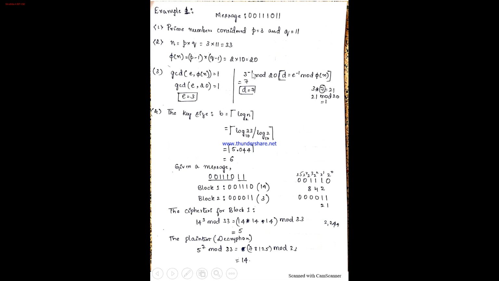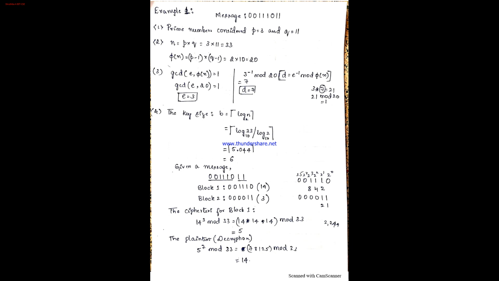Next, the inverse. The inverse of 3: I should multiply a number with 3 in such a way that on taking mod phi of n, that is 20, I should get 1. So 3 twos are 6, it will not work. 3 threes are 9, it will not work.